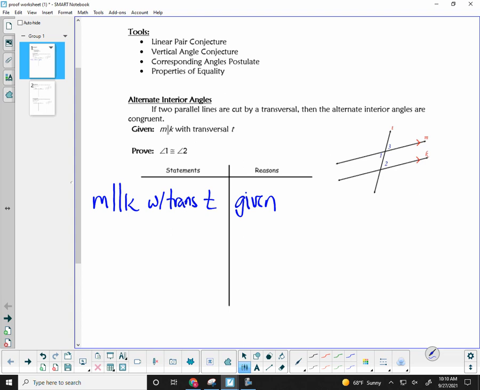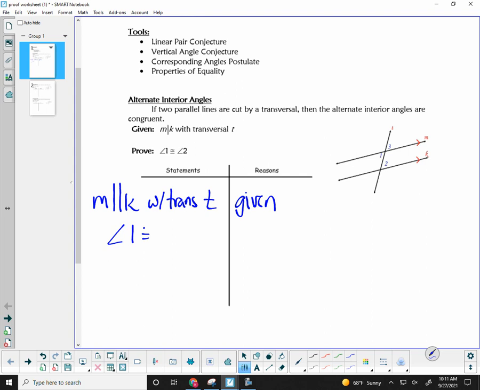All right, so now looking at those tools that we're allowed to use, do we have any of these things? Do we have any linear pairs with the angles that I've marked? No, not with the ones I've marked, right? How about vertical angles? Do we have any vertical angles? Yeah, which ones? 1 and 3. So 1 and 3 are vertical angles.